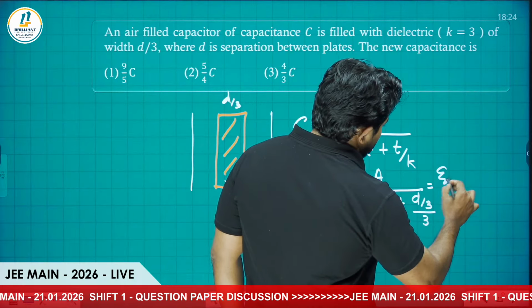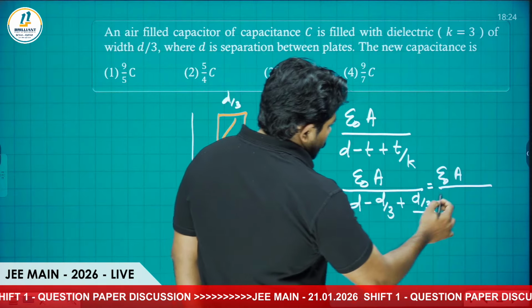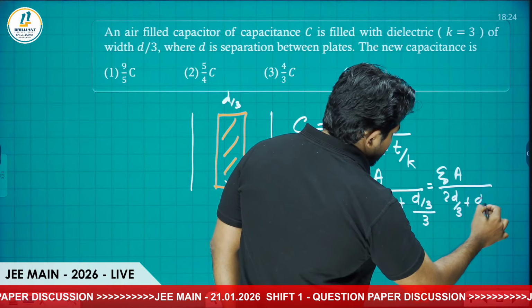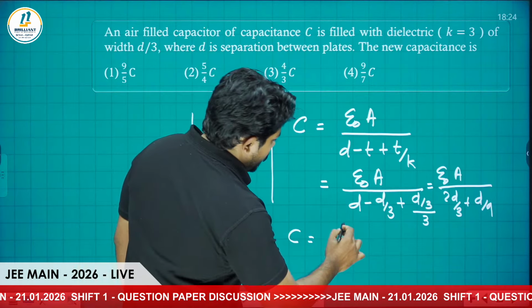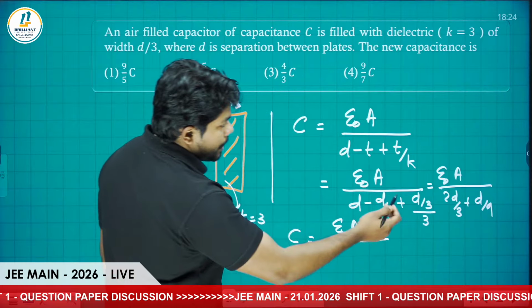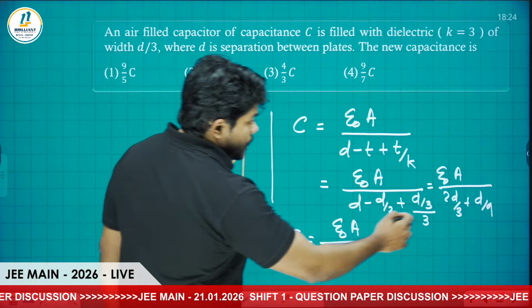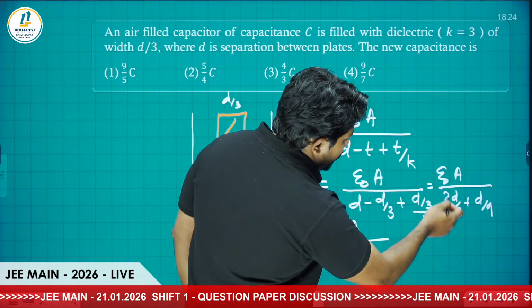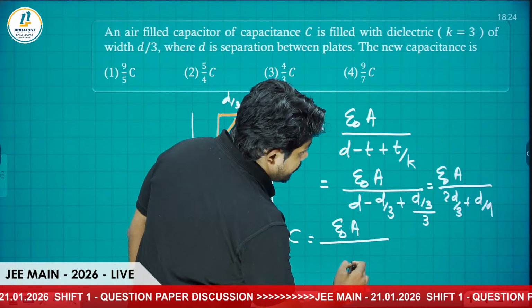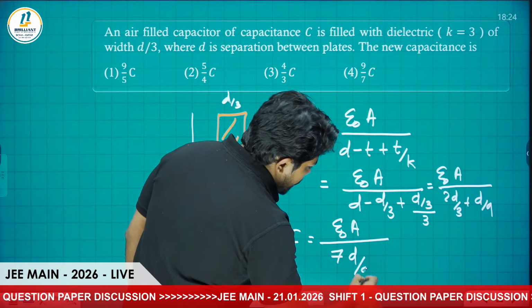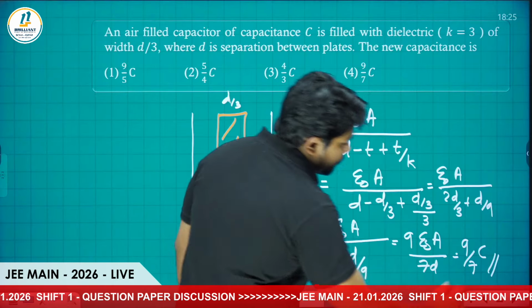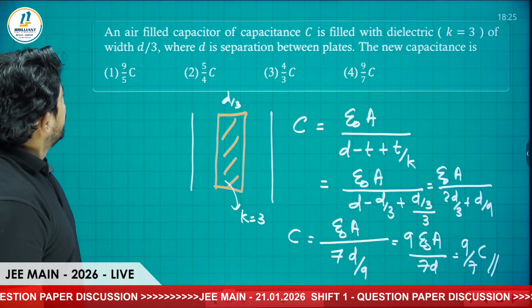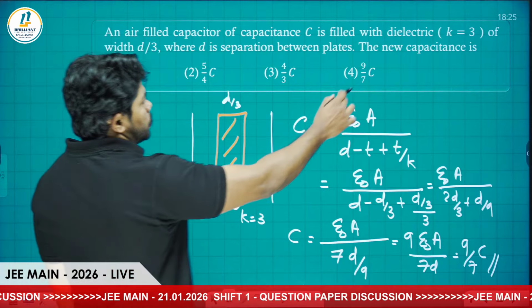So we can write epsilon 0 A divided by 2d by 3 plus d by 9. Okay, so we can write C will be equal to epsilon 0 A divided by, how much? This will be equal to, we can write there will be 3, so 6, right? 7d by 9, and 9 can be taken in the numerator, so it becomes 9 epsilon 0 A by 7d, which is nothing but 9 by 7 C. Okay, 9 by 7 C will be the value. So our option, the fourth option, will be the correct one.